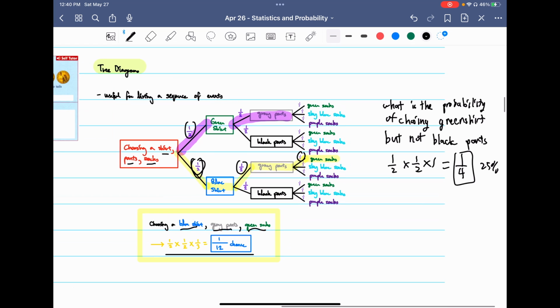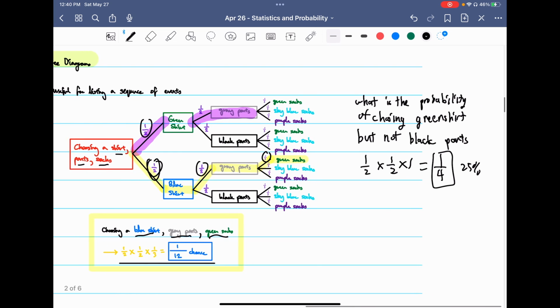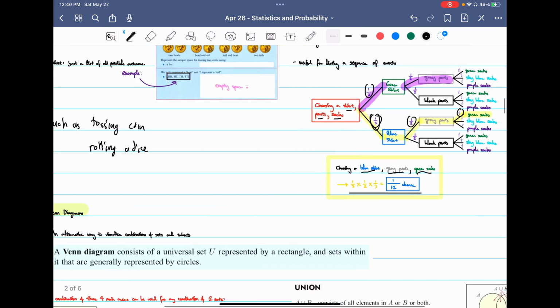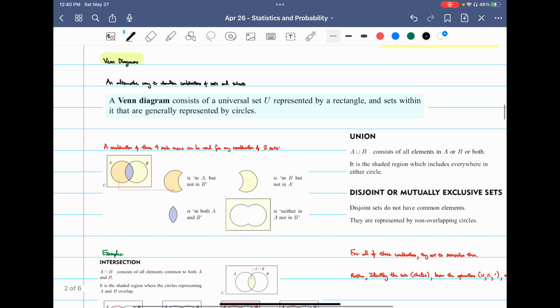This tree diagram can become a little difficult if they start asking you about assuming something happens, but I'll be dealing with that a little later. So let's move on to Venn diagrams.